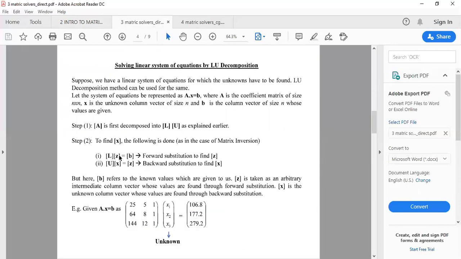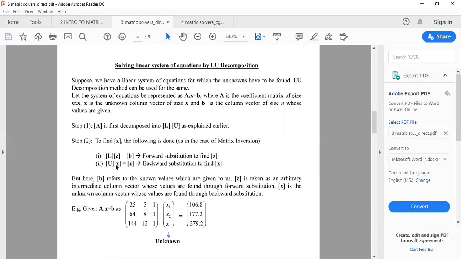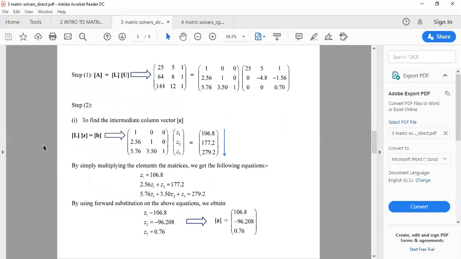Now Z is nothing but UX is equal to Z, where U is the upper diagonal matrix, and by reverse substitution, you will get X. So that is the philosophy. You can see an example here. A is split into L and U.